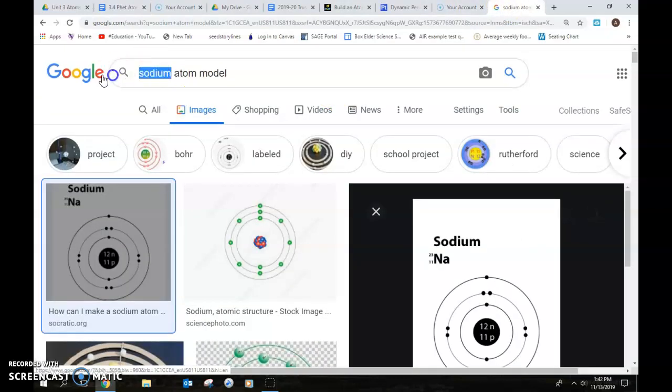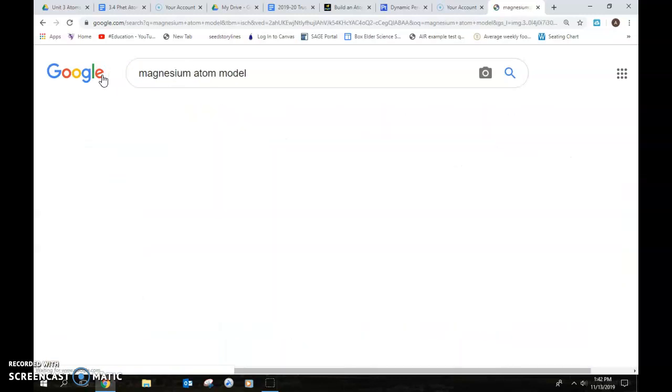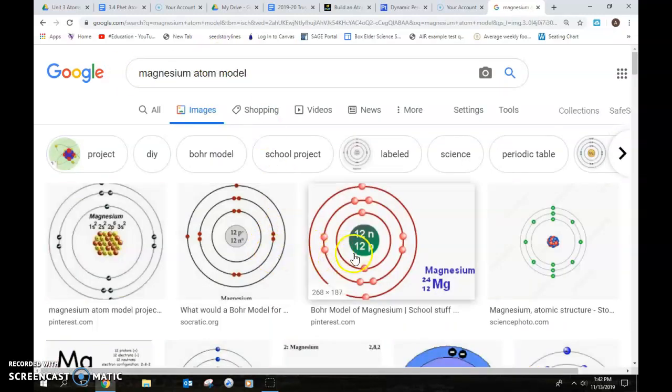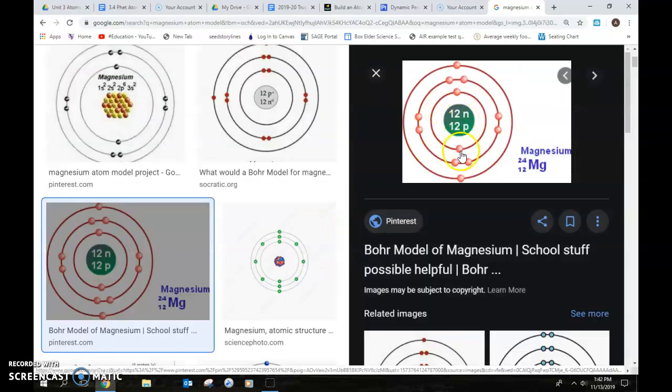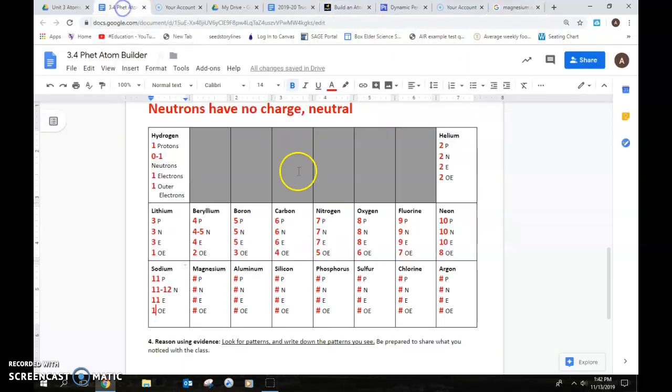So if we do the same thing and type in a magnesium atom model, magnesium atom models are going to look very much the same. It has 12 neutrons in the middle, 12 protons in the middle, 2 on the first shell, 8 on the second shell, 2 on the third shell. So the outermost electrons are 2. So 12, 12, 12, and 2. And you could keep going on the pattern, and you would see that it would follow the pattern of increasing by 1 proton and 1 neutron every time, and it would increase by 1 more outer electron as it fills up the next electron shell.